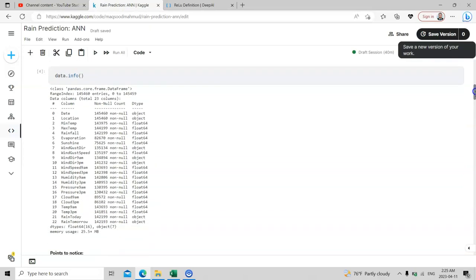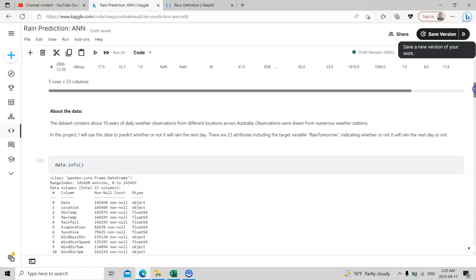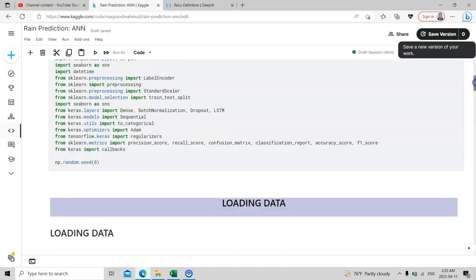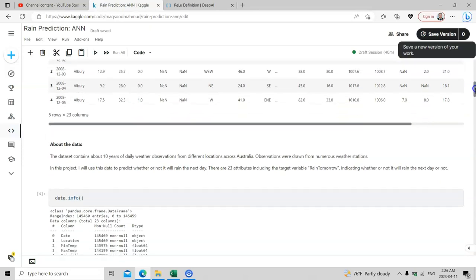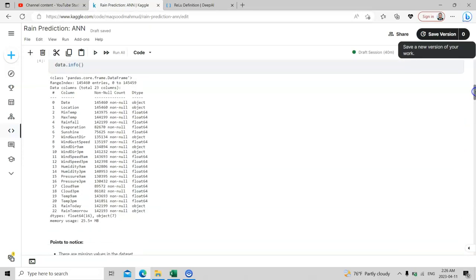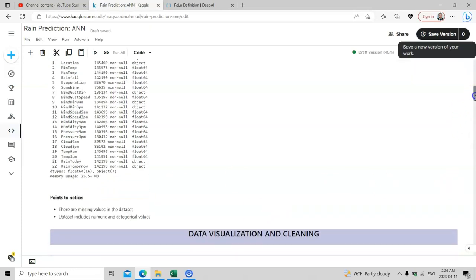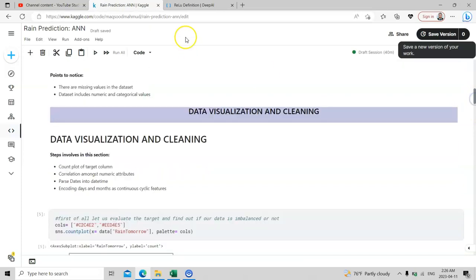It has almost 22 attributes, starting from the date, location, minimum temperature, maximum temperature, and rainfall, up to whether it will rain today or rain tomorrow. So these are your prediction attributes.